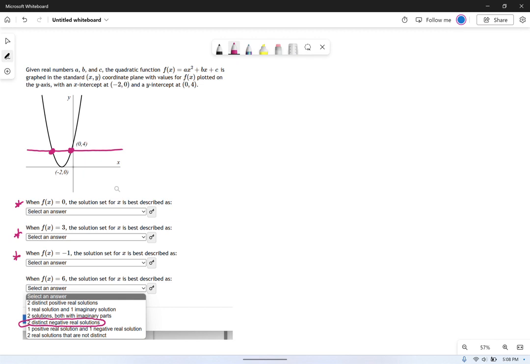Let's talk about the next one, when f of x equals -1. So f of x equals -1. I'm going to draw a line right here where y equals -1. Okay, what's the intersection between these two? Do you see anything? I don't. There's no real solutions here. So I don't have 2 positive real solutions. I don't have 1 real solution and 1 imaginary solution. I don't have 2 distinct negative real solutions. I don't have a positive real solution. I don't have 2 real solutions. Okay, so we crossed out everything. There are solutions to this, but they're imaginary.